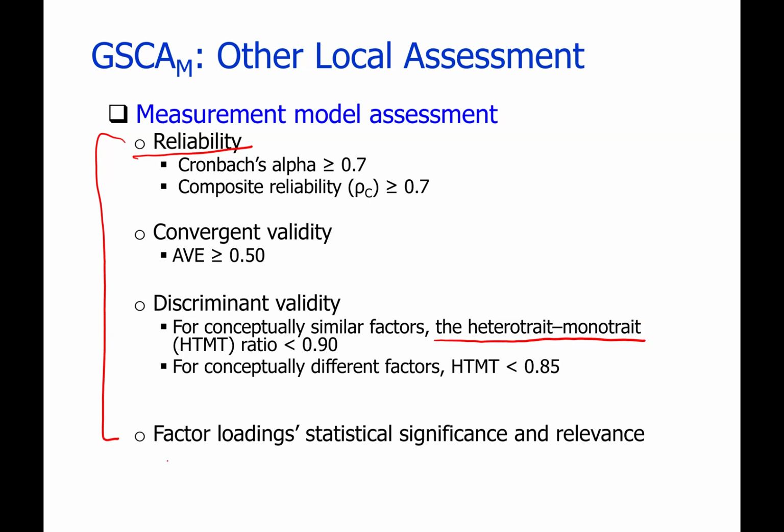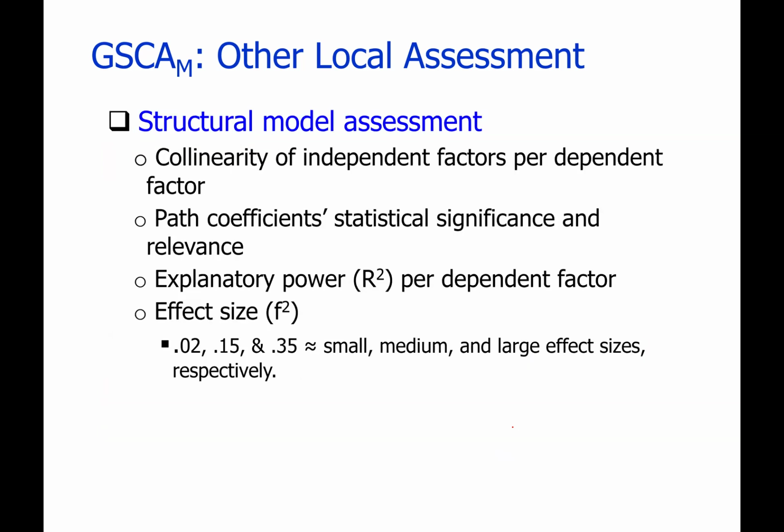Of course, we look at the statistical significance and sizes of factor loadings, which is straightforward. We can also check the structural model, by looking at multicollinearity of independent factors, the statistical significance and sizes of path coefficients, and also R squared for each dependent factor, or effect sizes.